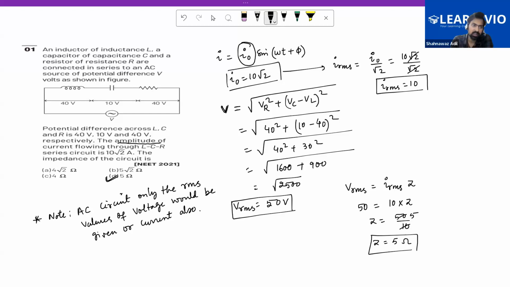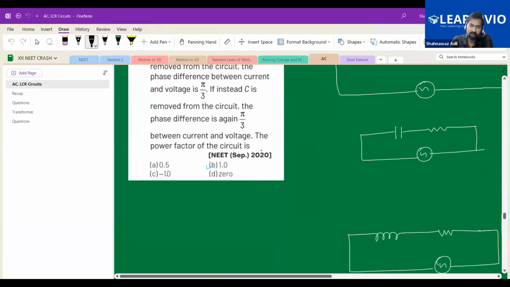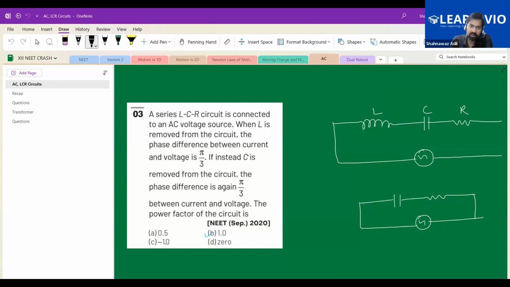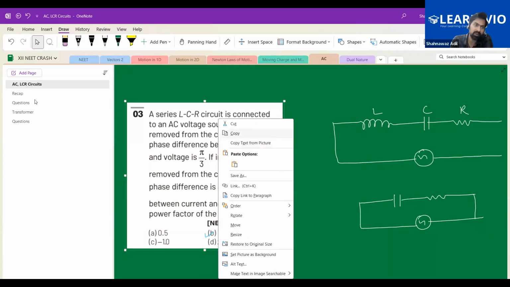Let us take the simple question. A series LCR circuit is connected to an AC source. When L is removed from the circuit, the phase difference between current and voltage is pi by 3. If instead C is removed, the phase difference is again pi by 3. Then the power factor of the circuit is? Okay, good. This one is another important question, and we already know what the power factor is.